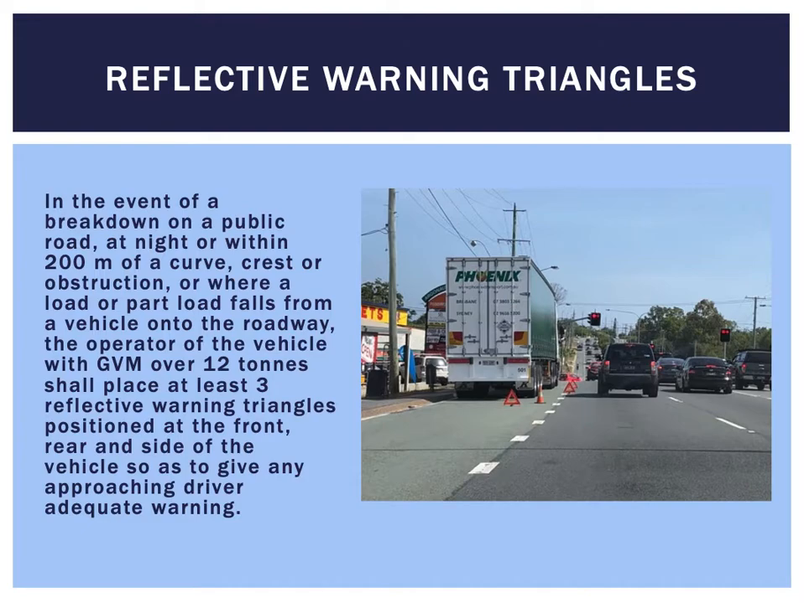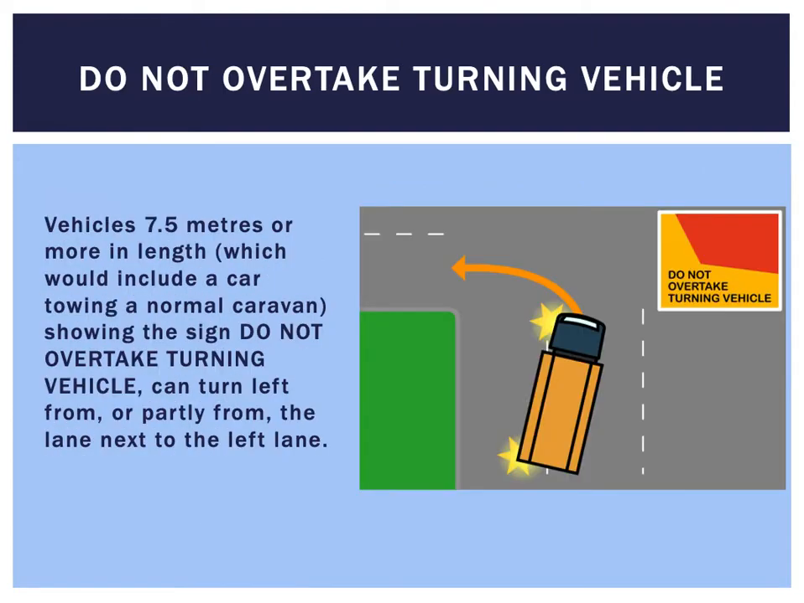Reflective warning triangles. In the event of a breakdown on a public road at night or within 200 meters of a curb, crest, or obstruction, or where a load or part load falls from a vehicle onto the roadway, the operator of the vehicle with GVM over 12 tons shall place at least 3 reflective warning triangles positioned at the front, rear, and side of the vehicle so as to give any approaching driver adequate warning.